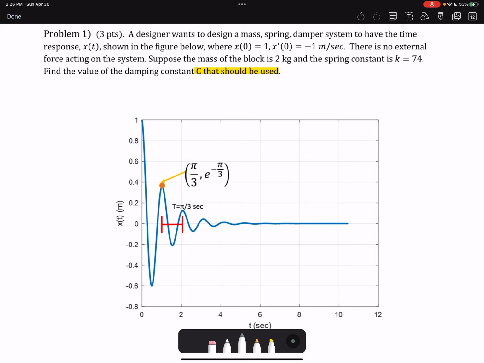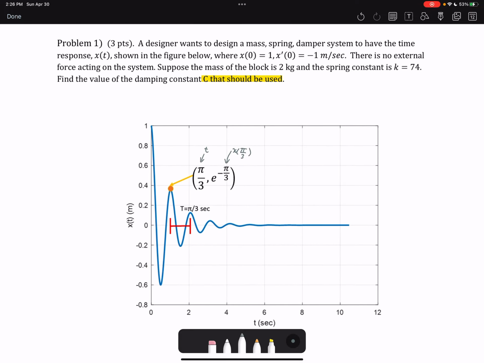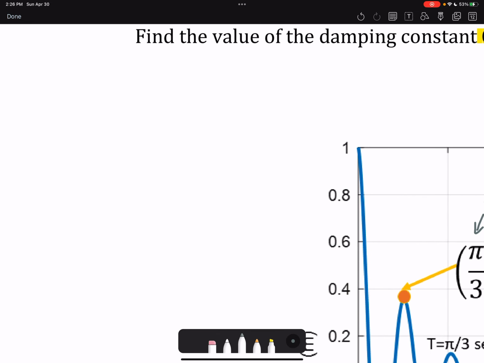Suppose the mass of the block is 2 kg and the spring constant is 74. Find the value of the damping constant c that should be used. And they give us this, which is our x of t, and our t is this one right here. So I'm going to make the assumption that the damping is proportional to the derivative of the position.